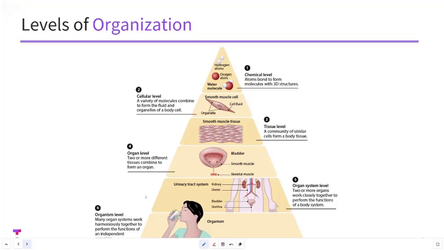The human body and human systems exhibit this hierarchy of complexity. So we start off with a pyramid. On the very top, we have the most simplistic microscopic part of the system. And on the bottom, we have the macroscopic, the overall picture of the organism. At the molecular chemical level, you have atoms that bond to form molecules and they generate 3D structures. We move down that pyramid into the cellular level, where it has the ability to combine with the fluid and organelles of the body cell.